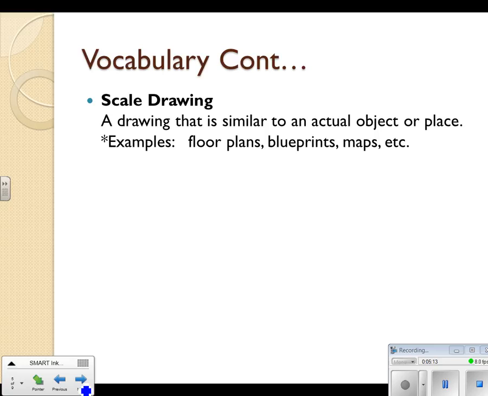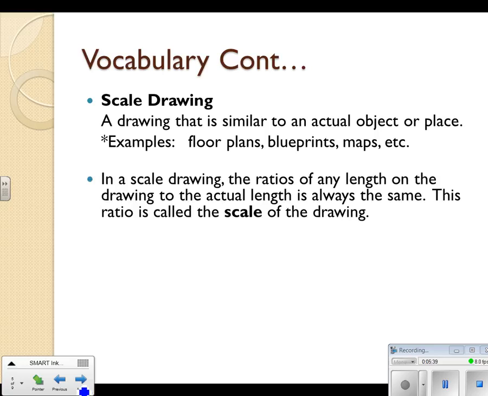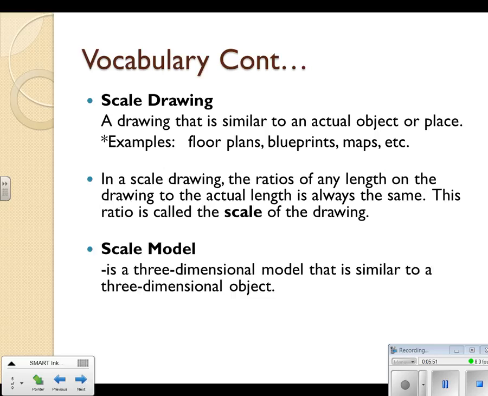So floor plans and blueprints are in the planning phases for architects or designers, interior designers, and it's a small drawing of what it's actually going to look like. Now it looks real in a drawing, the floor plans, the blueprints or the maps, they look real because they're made in proportion to whatever it actually is. In a scale drawing, the ratios of any length on the drawing to the actual length is always the same. This ratio is called the scale of the drawing. And a scale model is a three-dimensional model that is similar to a three-dimensional object.